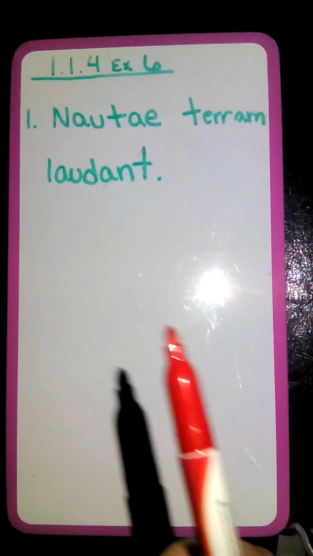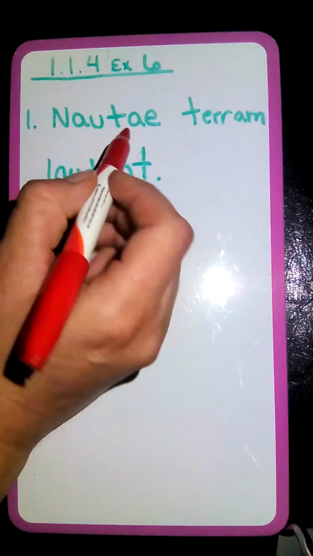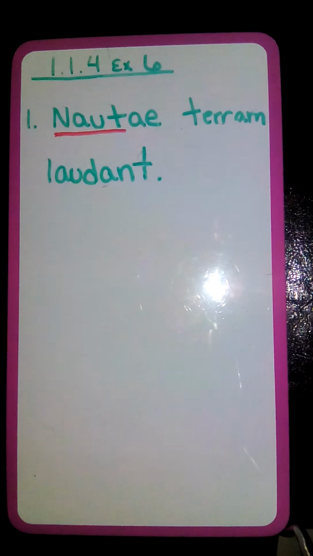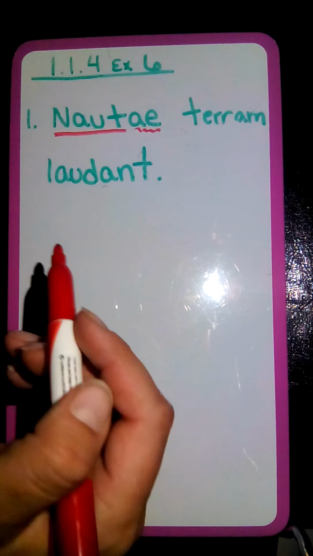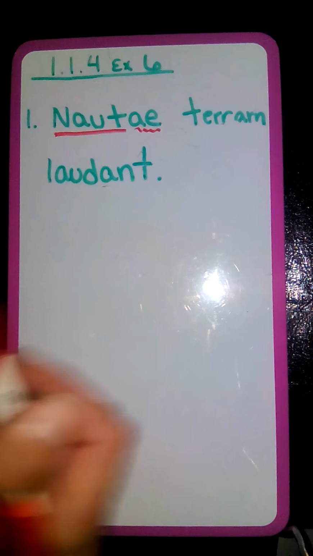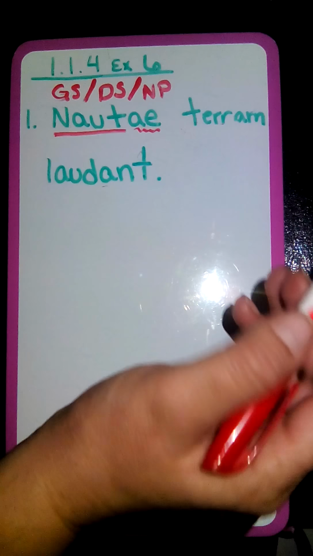So we have nautae, which means sailor. Naut is the stem for sailor, from nauta, nautae. And we have the ending, A-E. We see the A-E ending three times in the first declension. It can be genitive singular, dative singular, and nominative plural. So get in the habit of marking it out, even if you haven't learned these. It's important that you get in the habit of identifying where it belongs.